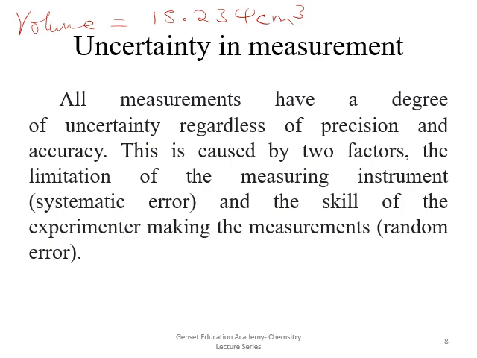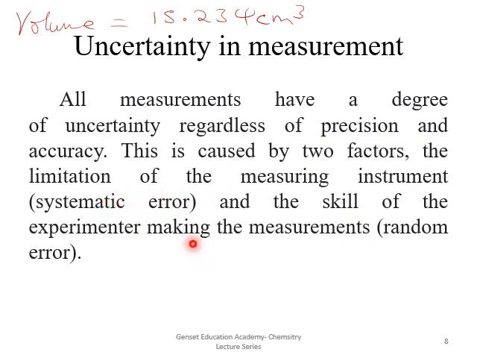Now the question is, we need to know which units we should consider in this measurement. So that's why we say in any measurement you take, all measurements have a degree of uncertainty regardless of the precision and accuracy. No matter how accurate you think you are, there's always something that is not certain. This is caused by two factors. That is the limitation of the measuring instrument. It could be that the measuring instrument has a problem, which is called the systematic error, if the instrument you're using has a problem, and the skill of the experimenter making the measurements, called a random error.